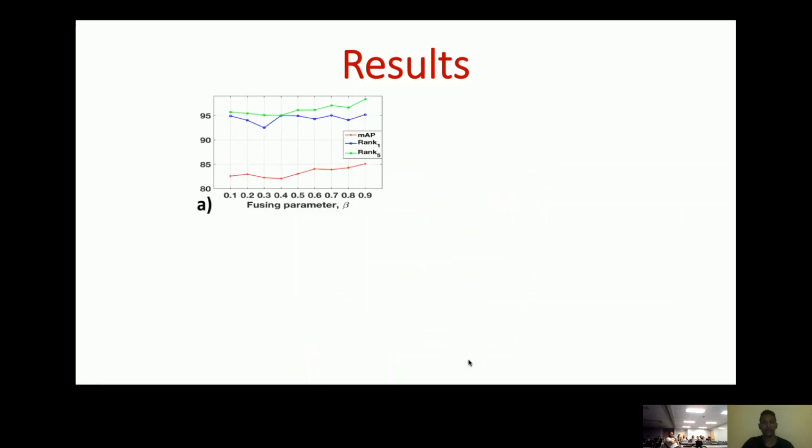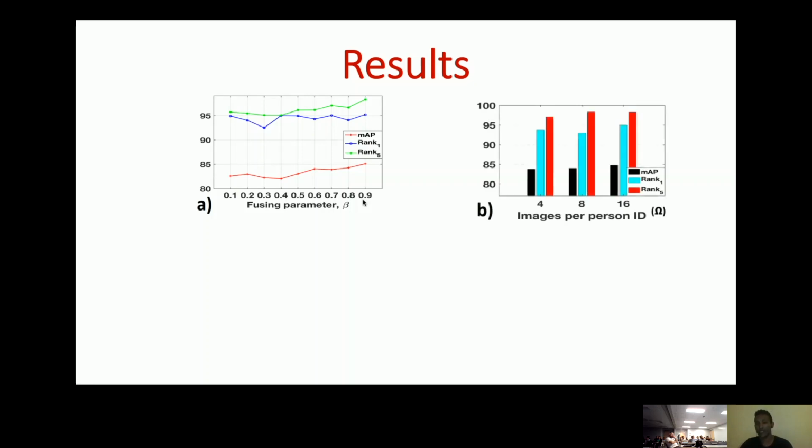Here we applied some parameter analysis. We evaluate the impact of fusing parameter beta on the performance of our model. As you can see here, our model performs well when we set beta to a larger value, which means our model performs better when we deviate much from the constraint dominant set branch, which is the upper branch.